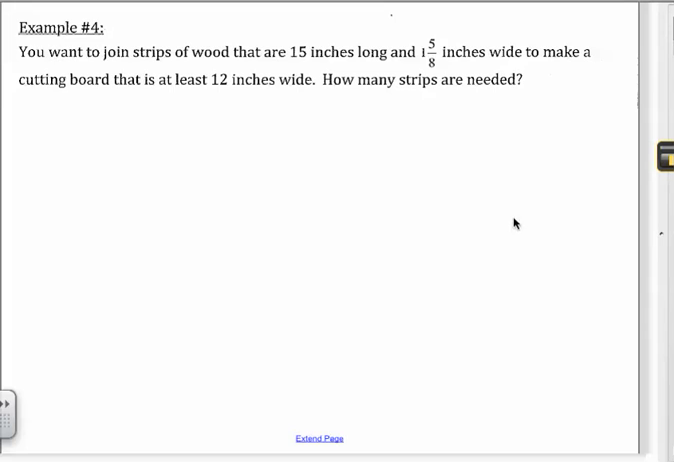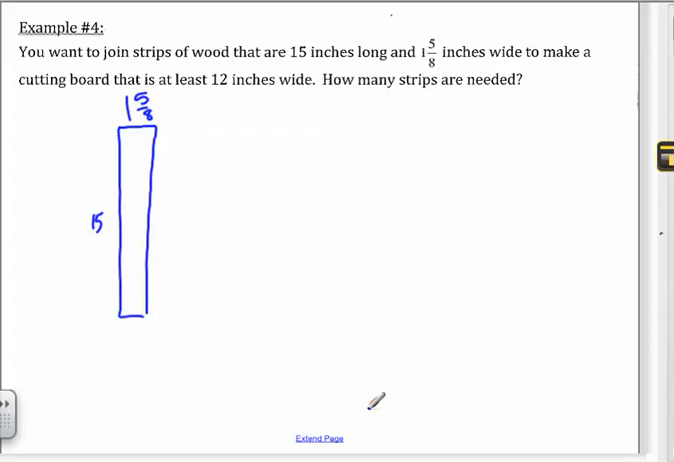Okay, gentlemen, example number 4 says you want to join strips of wood, like on a floor. A wood floor has strips of wood. You want to join strips of wood that are 15 inches long. I'm just going to draw a picture if I can. They're 15 inches long, okay, and they're 1 5/8 inches wide, to make a cutting board that's at least 12 inches wide.